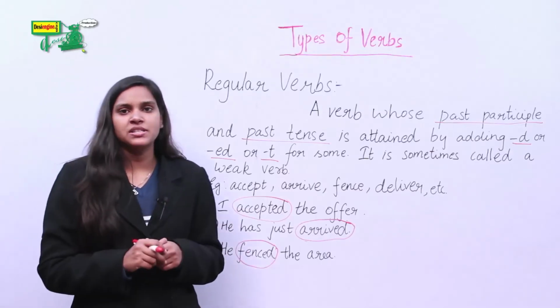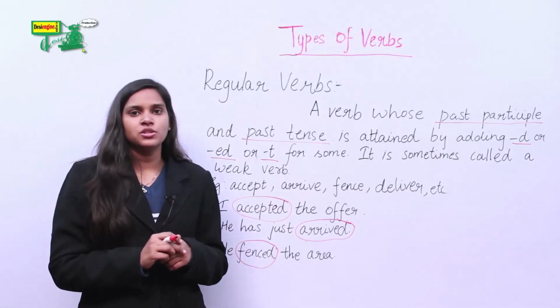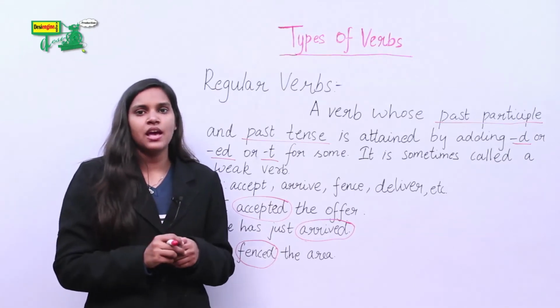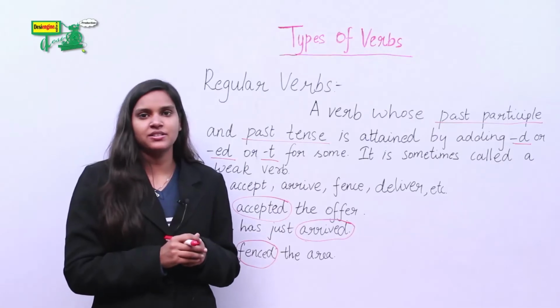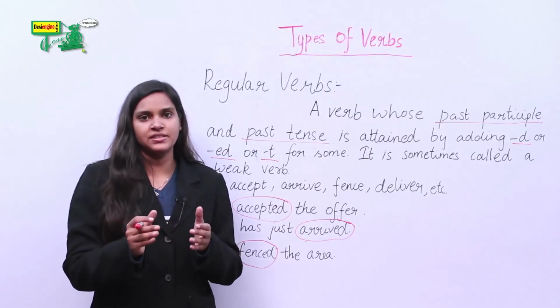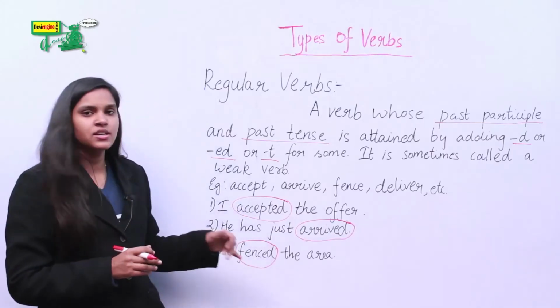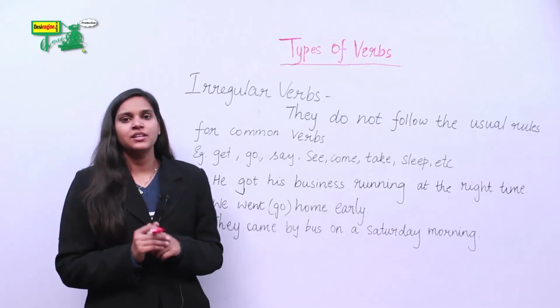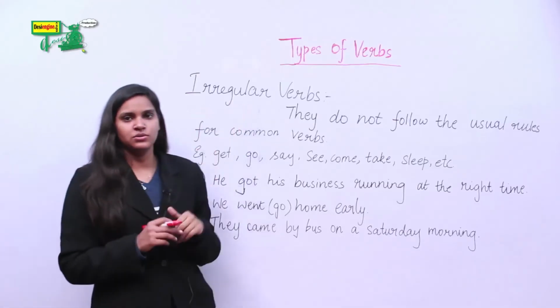The main verb is actually fence, to which we are adding ed, and then we get our past participle and past tense of the main verb fence. So fenced is a regular verb over here. Let's do the next kind of verbs, that is irregular verbs.